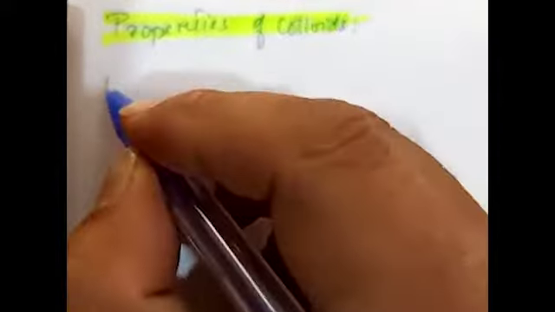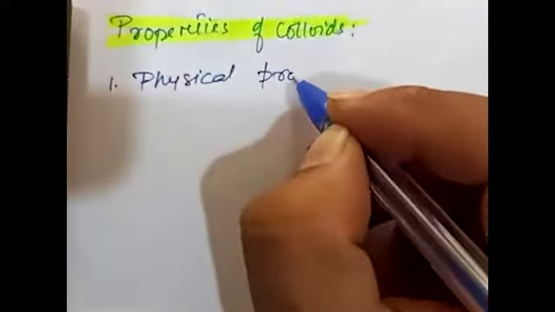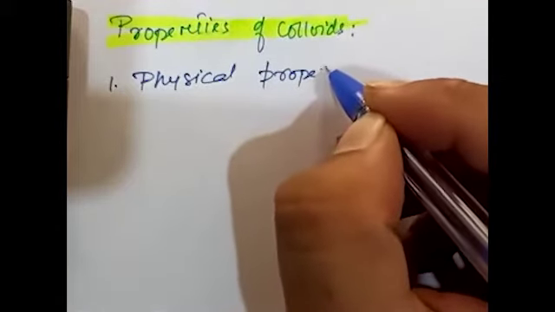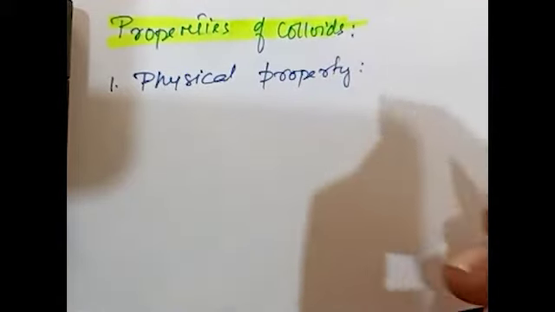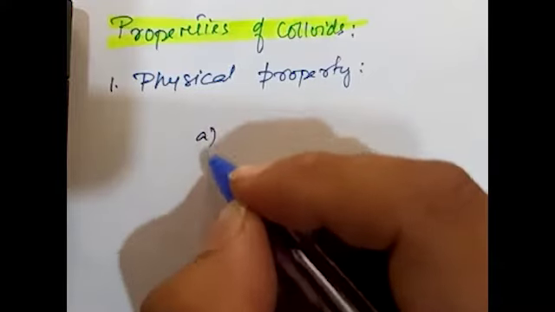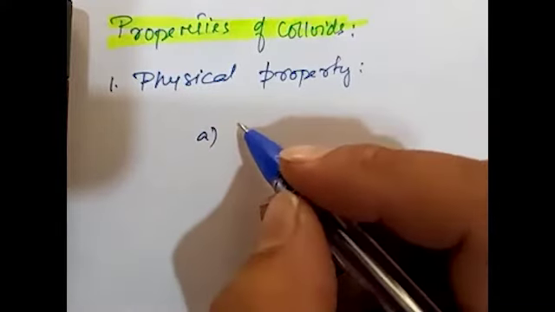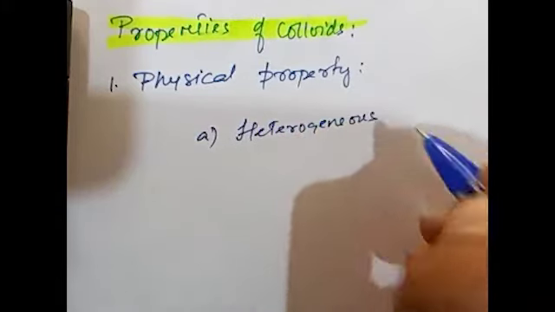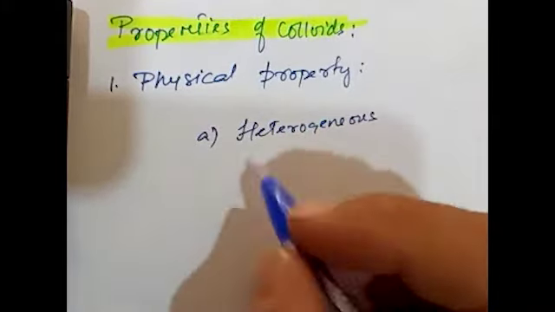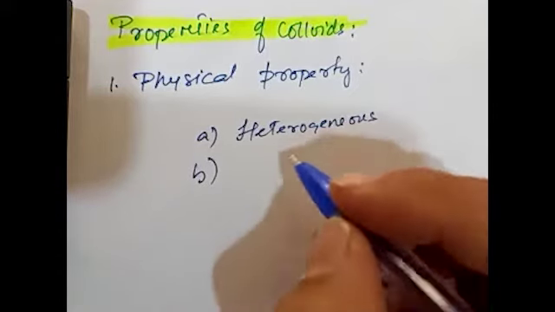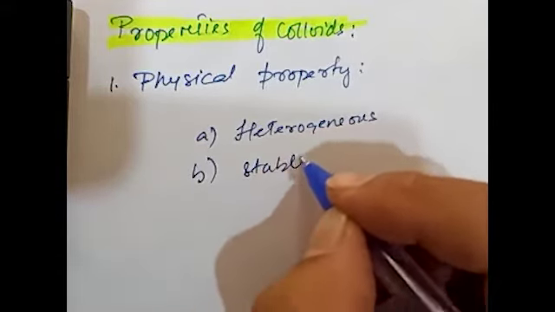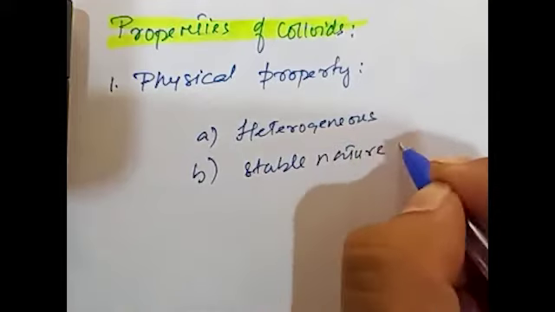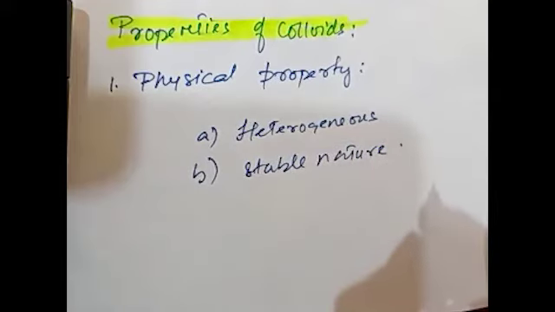Some physical properties. Some physical properties are: they are heterogeneous in character. Correct? Heterogeneous in character. B, they are of stable nature. Provided they are lyophilic colloids, they are more stable.